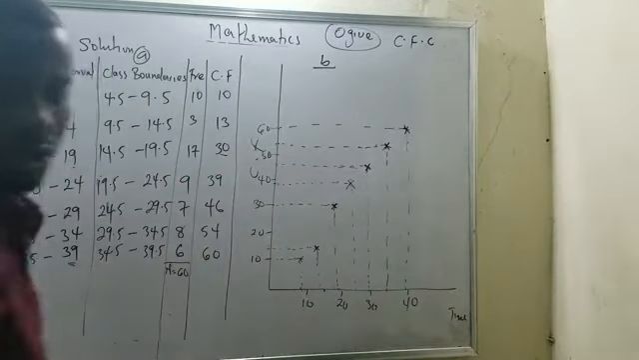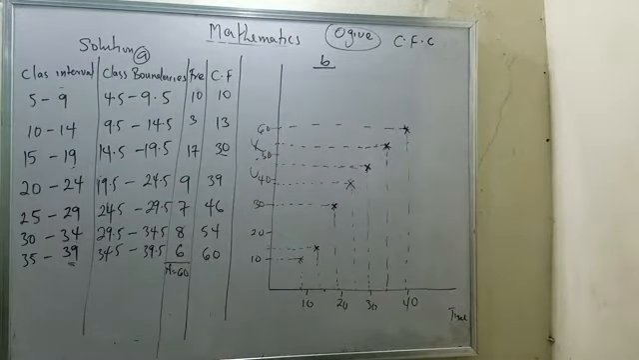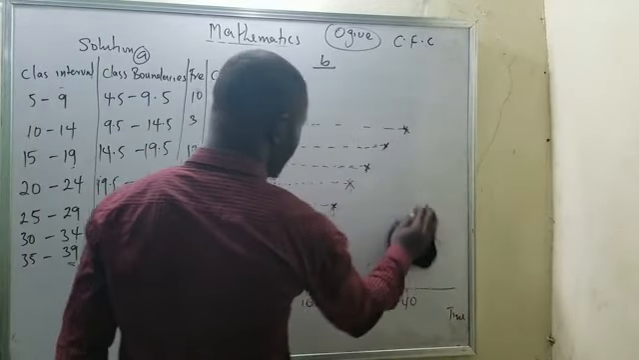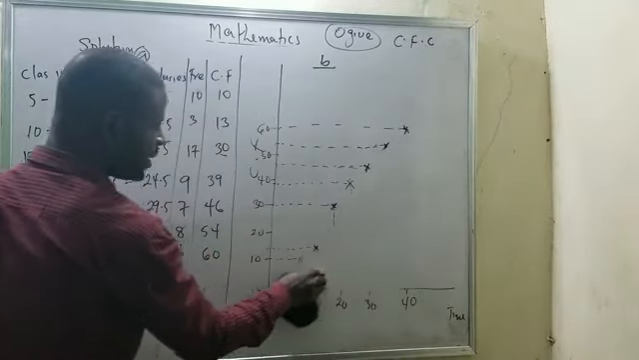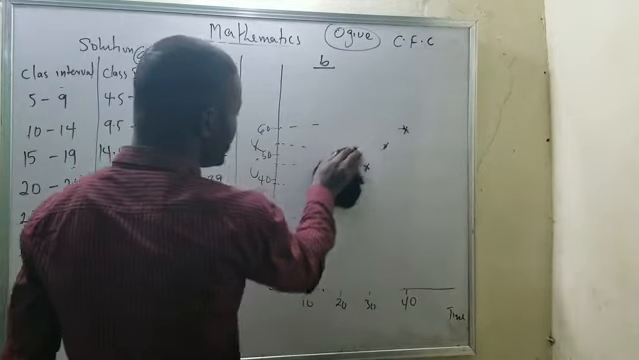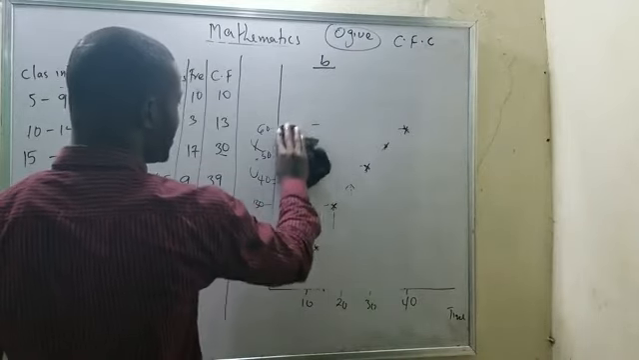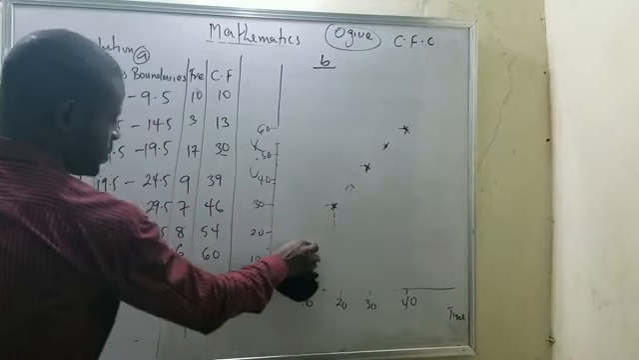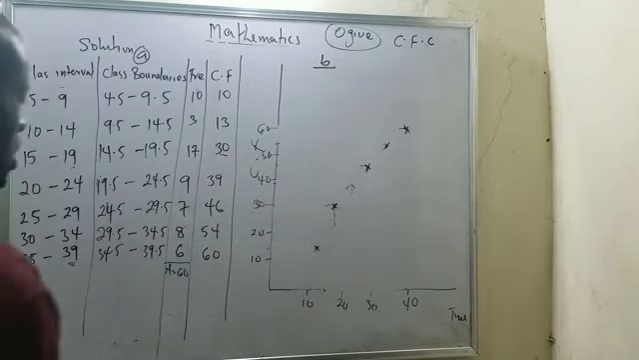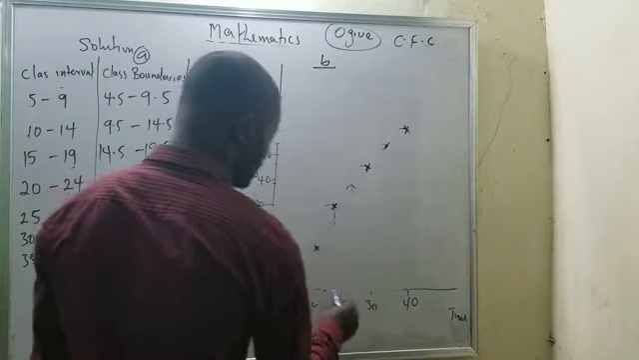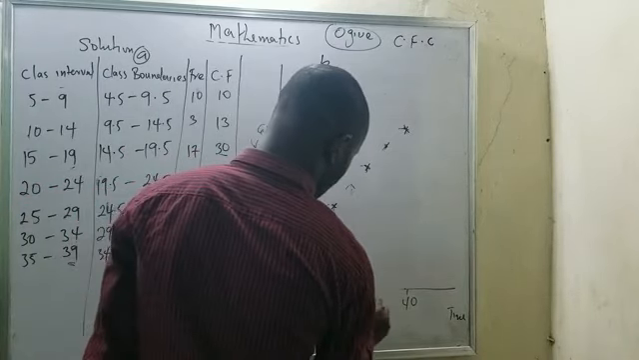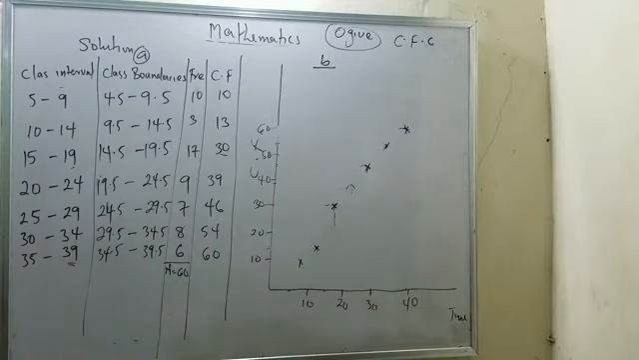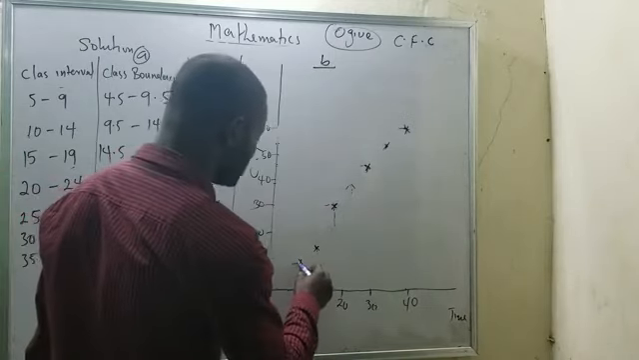Now that is my cumulative frequency. Now I will join them together to form a line. This is good. Let's join them together so that I will have a curve.